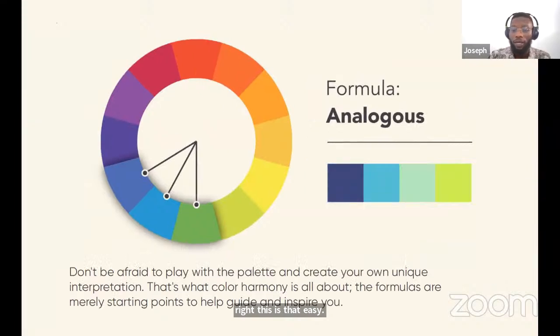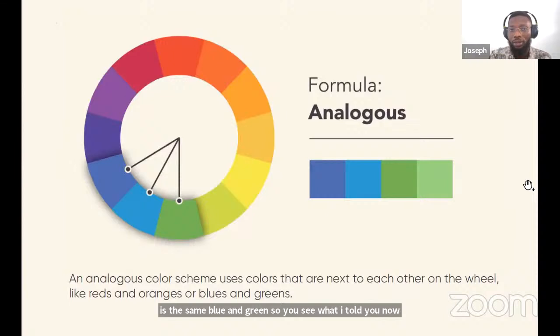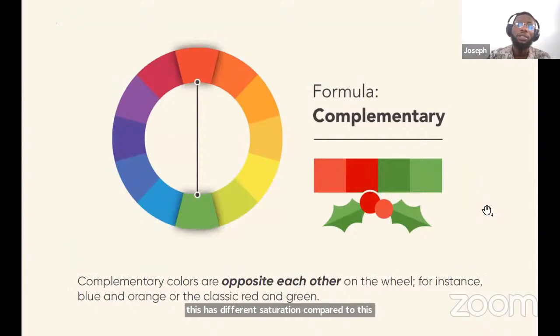Then there's another formula for analogous. This is the same blue and green. So you see what I told you now. This has different saturation compared to this. You see? Then complementary. Complementary are colors that are directly opposite of each other. Remember, in typography, we talked about opposites attract, which is what you're seeing here. Complementary, red and green.